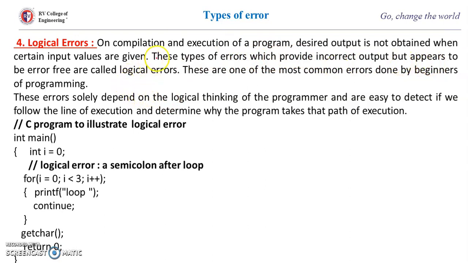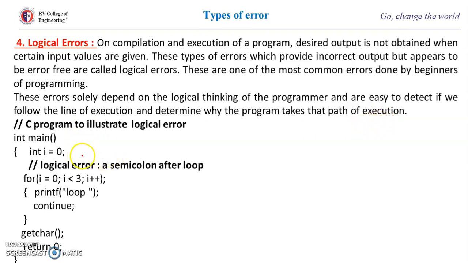Means during compilation and execution it won't give any error, so it seems to be error free, but the logic of the program is wrong. So this is called a logical error. These are one of the most common errors made by beginners of programming. These errors solely depend on the logical thinking of the programmer and are easy to detect if we follow the line of execution and determine why the program takes that part of execution. So it is easy to detect if we just trace the program line by line.